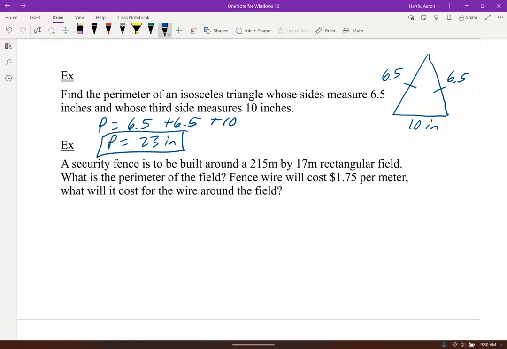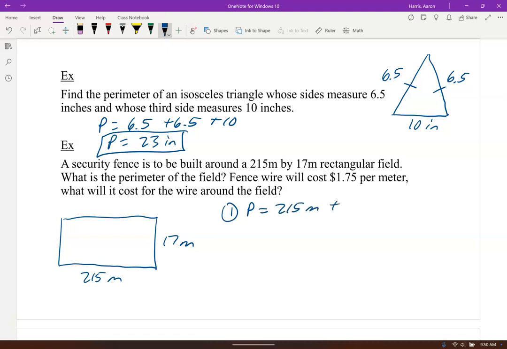How about this rectangle? A security fence is to be built around a 215 meter by 17 meter rectangular field. What's the perimeter? Well, number one, what's the perimeter? Well, 215 meters plus the top 215. This is a rectangle. Plus the 17 plus the 17 would give us a perimeter of, what is that, 464 meters.